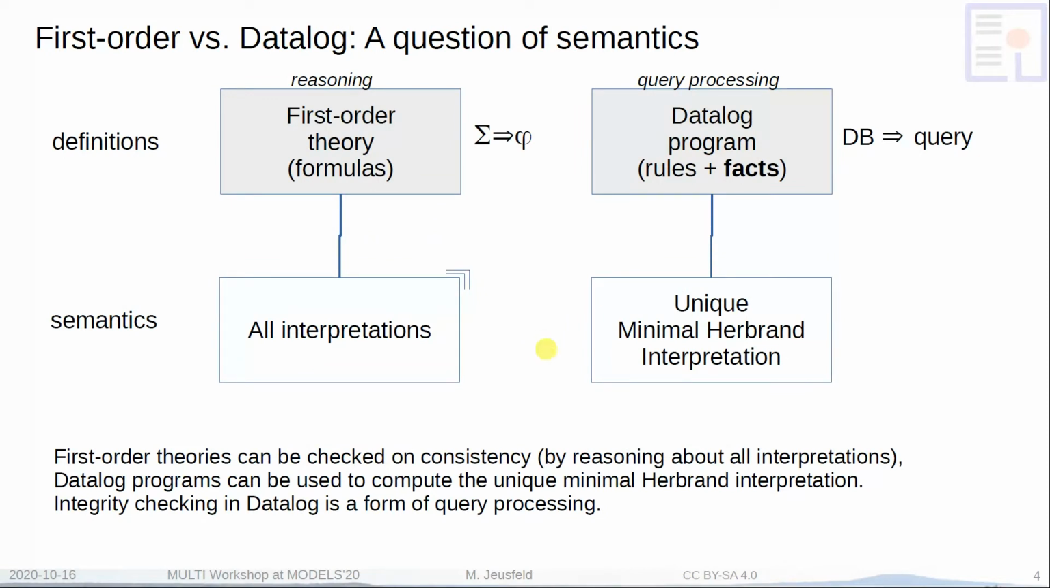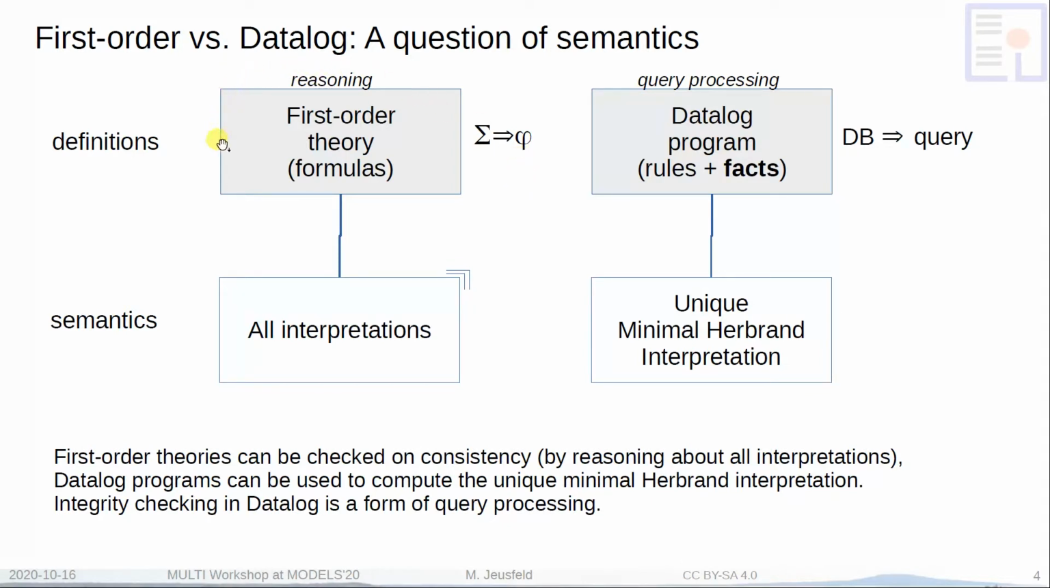Good. So a little detour on what first order logic and Datalog mean. In first order theories, you have a set of formulas. You can do some reasoning in the theories, so you can prove which formulas are always true, or a logical consequence of the theory. That means all models that satisfy the theory shall also satisfy the conclusion here.